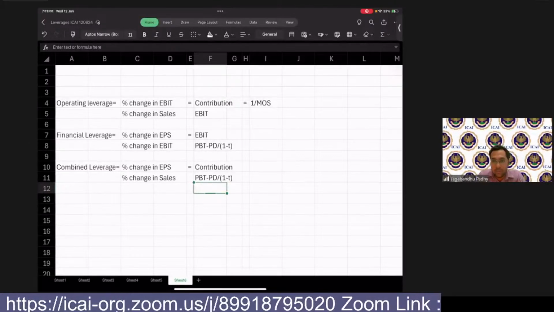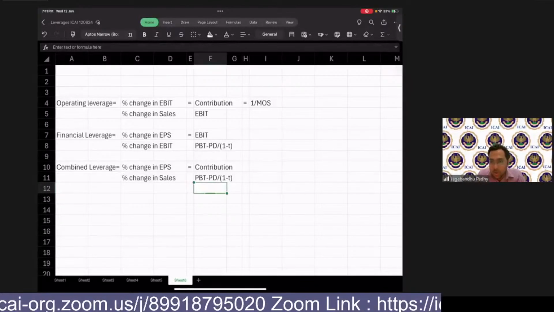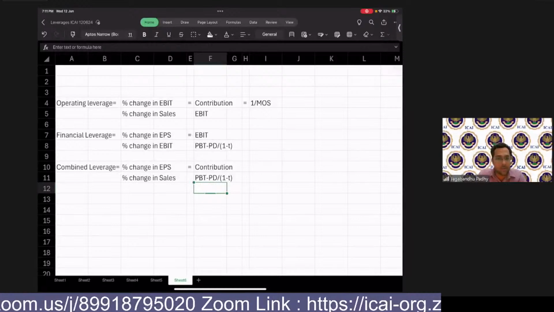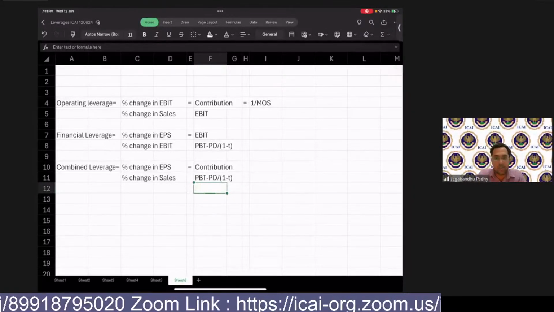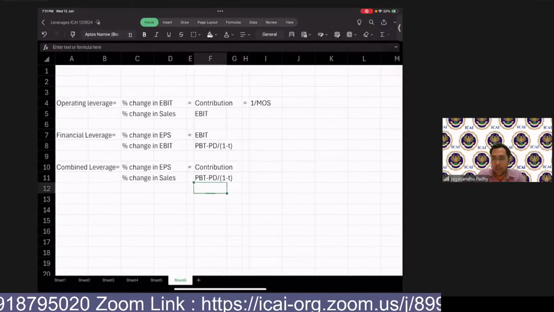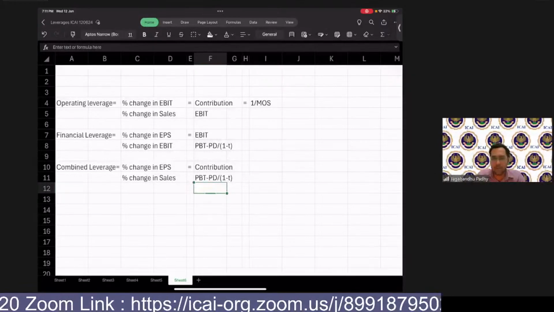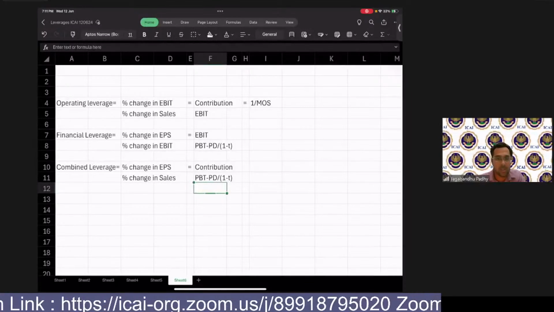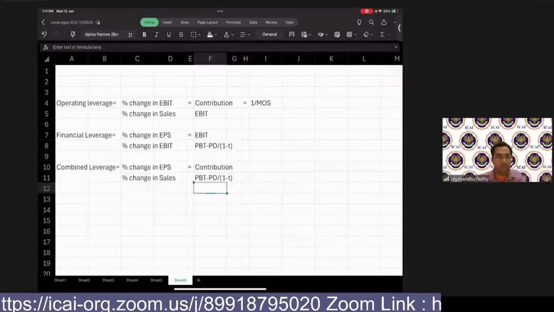So there is a request from Pranjali for the May 24 leverage question. Can you please solve it in your lecture? Yes, I will do it. Let us take a small break right now, and post that we can start solving questions from the module and from the past question papers. Okay, so let's take a short break, guys.